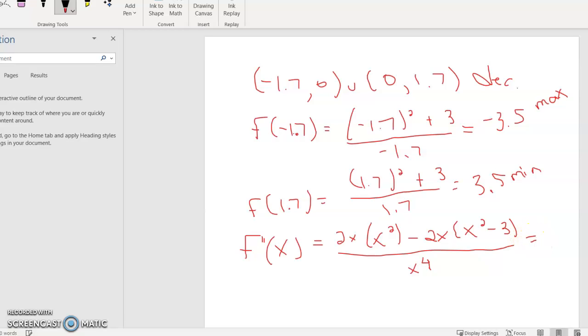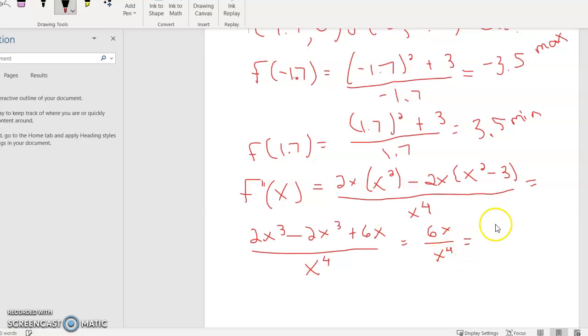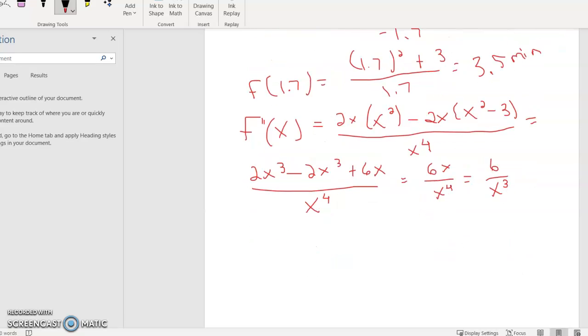Alright, so definitely we want to clean this up. So let's see, that's going to give me 2x to the 3rd minus, and if I multiply the 2x through, 2x to the 3rd plus 6x over x to the 4th. Our 2x to the cube will cancel out, which is nice, and we get 6x over x to the 4th. And we can reduce those x's and we get 6 over x to the 3rd, which is nice because there's no place where the top is equal to 0. The bottom is equal to 0 at x equals 0. So that's the only critical value.